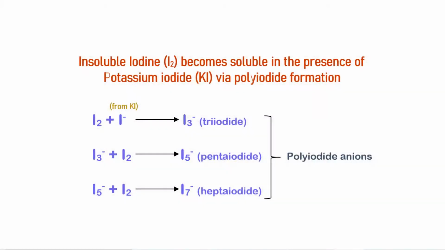Iodine on its own is insoluble in water. Addition of potassium iodide results in a reversible reaction of an iodide ion with iodine to form a triiodide ion, which further reacts with an iodine molecule to form a pentaiodide ion, and so on.